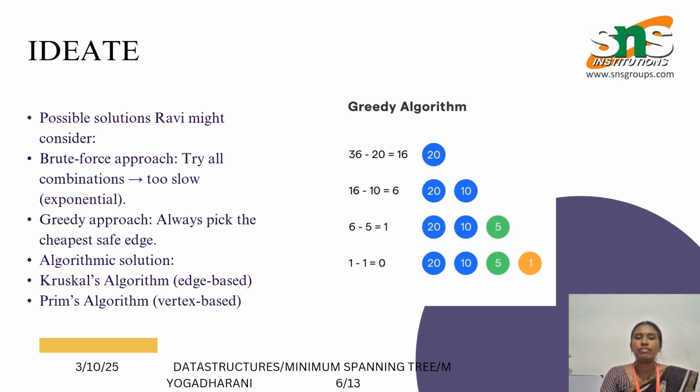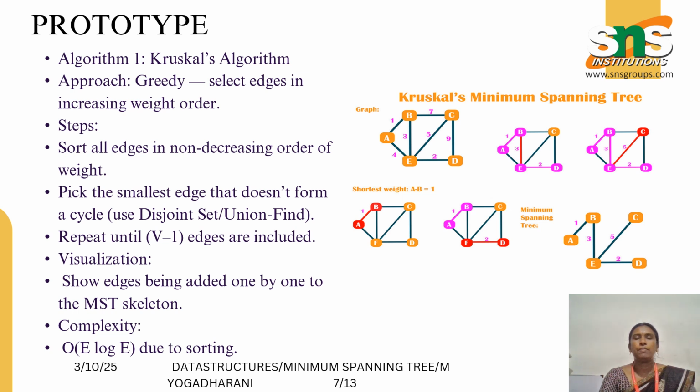And see the example of how the greedy algorithm works here. A greedy algorithm is nothing but an optimization algorithm, and it is the cheapest and safe approach for visiting all the vertices. And then the prototype. In the prototype we have two algorithms, Kruskal's and Prim's.